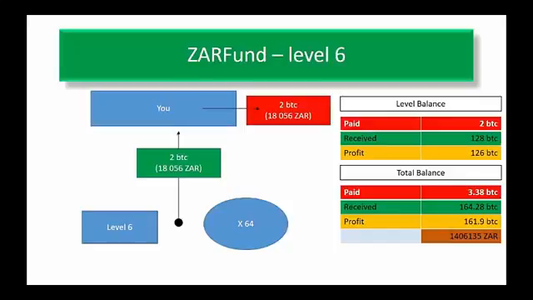So by the time you get to level 6, and all 32 people paid you on level 5, and all 64 people paid you on level 6, you'll have 1.4 million Rands. This is something that can happen in a matter of months.